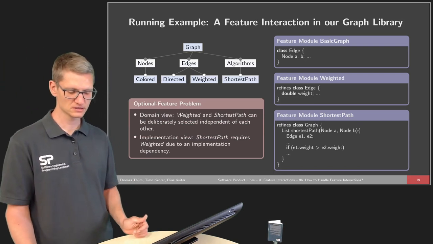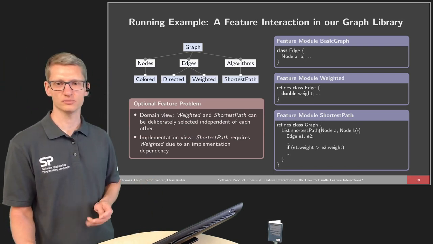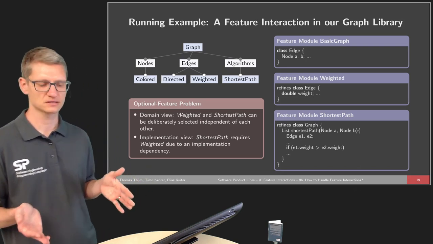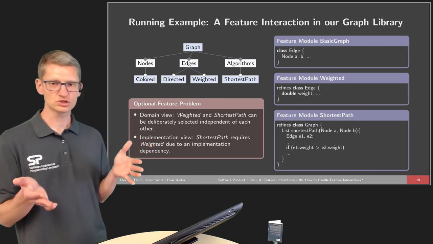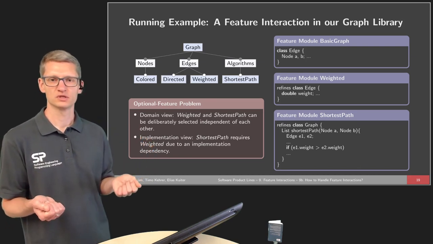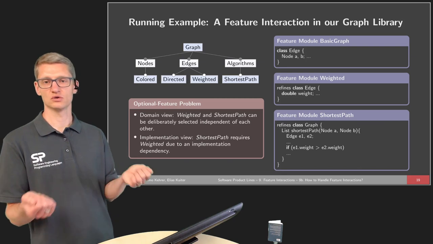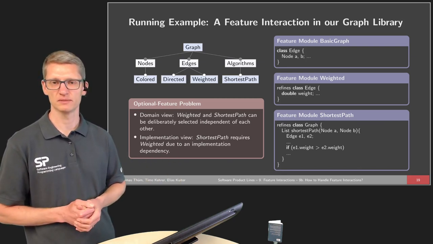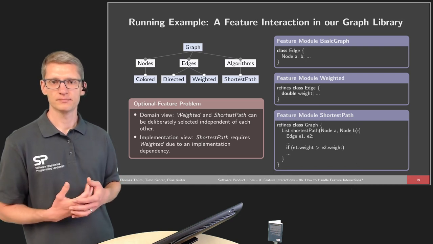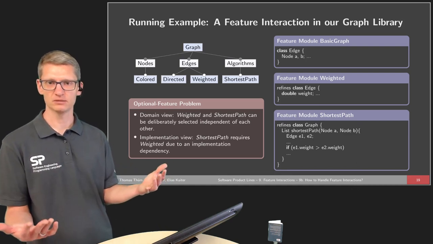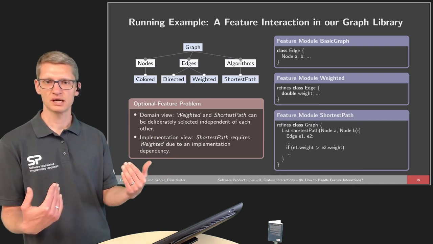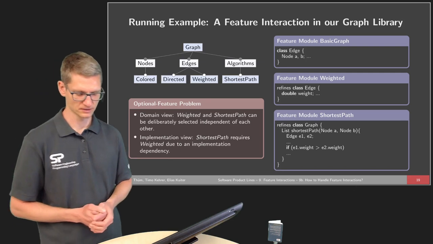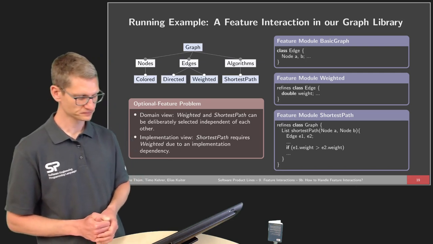So what happens here is that we have an instance of the optional feature problem. What does it mean? The optional feature problem says that we can choose a feature optionally from the domain perspective. So in the domain that we are referring to, or that we are realizing by means of our implementation of our product line, we have certain combinations available, and there are features that are optional, but whenever we choose them together, some unwanted behavior occurs.